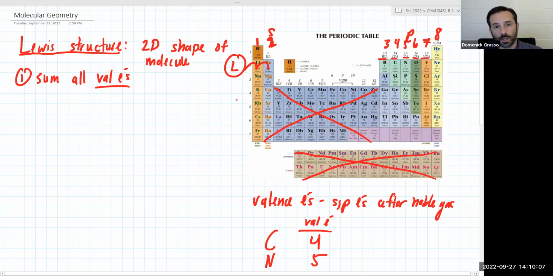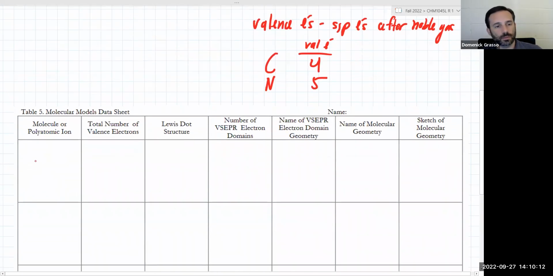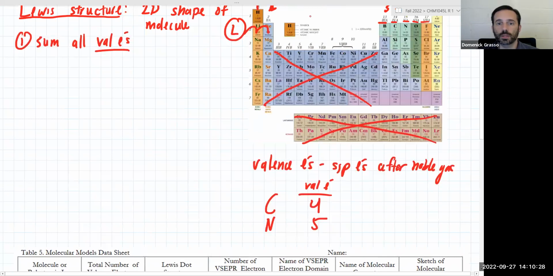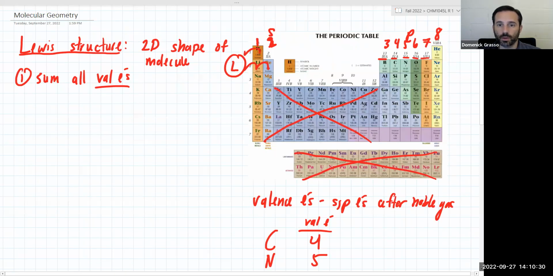To do this, let's just pick a molecule. The first molecule I'm going to do is H2O, so you're all going to have this as your first one as well. I need to add up all my valence electrons. If I've got H2O, I've got 2 hydrogens and an oxygen. If I'm trying to figure out how many I've got, well, hydrogen's got 1, counting over, it's got 1.